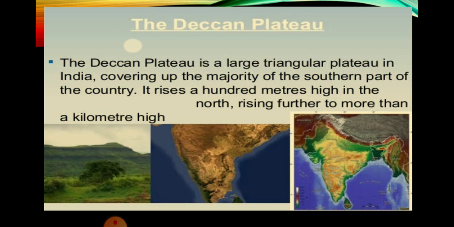It covers the majority of the southern part of the country. It rises 100 meters high in the south, rising further to more than a kilometer high in the north. So you can see it's in a triangular shape. Almost from the middle of India it starts, and it continues till the south of India. So it's triangular in shape, and this is our Deccan Plateau.